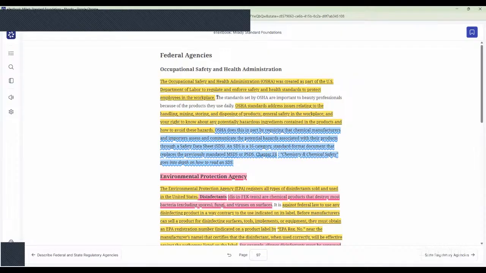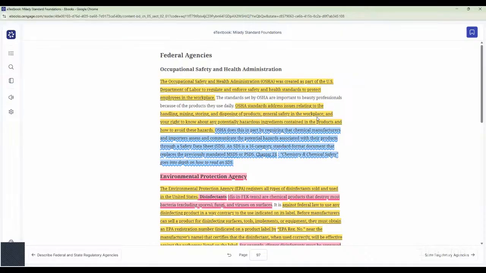It's formed by the Department of Labor, and it regulates and enforces safety and health standards to protect employees in the workplace. Okay. What does OSHA address? Issues related to handling, mixing, storing, and disposing of products, general safety in the workplace, and your right to know about any potentially hazardous ingredients contained in the products and how to avoid these hazards. Okay, it may seem a little long for a definition, yep, but I want you to summarize it.